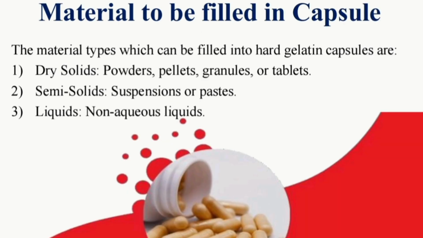What kind of materials can be filled in the capsule? Let's see. The material types which can be filled into hard gelatin capsules are dry solids, semi-solids and liquids. Dry solids have examples like powders, pellets, granules or tablets, and in case of semi-solids it is suspension or paste. Then in case of liquids it is non-aqueous liquids.